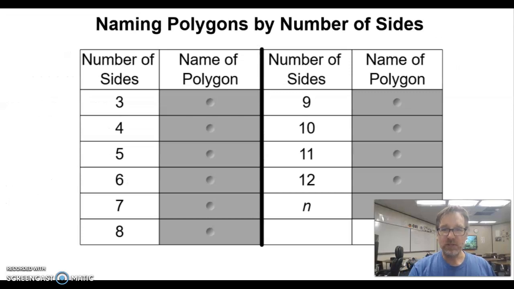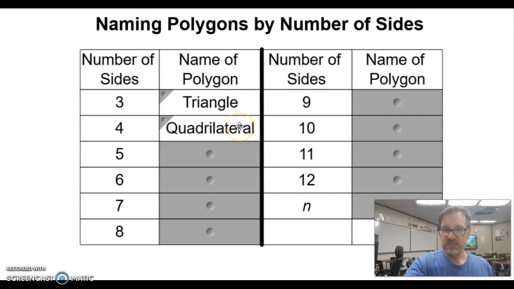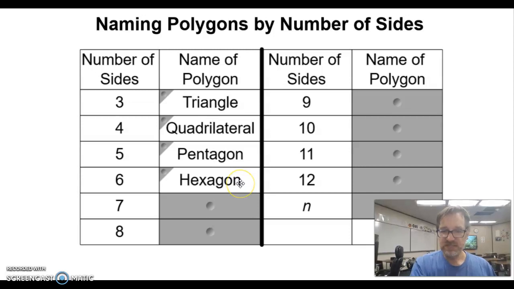So when we name our polygons, we're going to name them by number of sides. If a polygon has three sides, we call that a triangle. A polygon with four sides is called a quadrilateral. Four sides, like a quad, your quad runners. Five sides is a pentagon, like the building in Washington, D.C., because it has five sides. Six sides is a hexagon. So those first four names, probably nothing new.